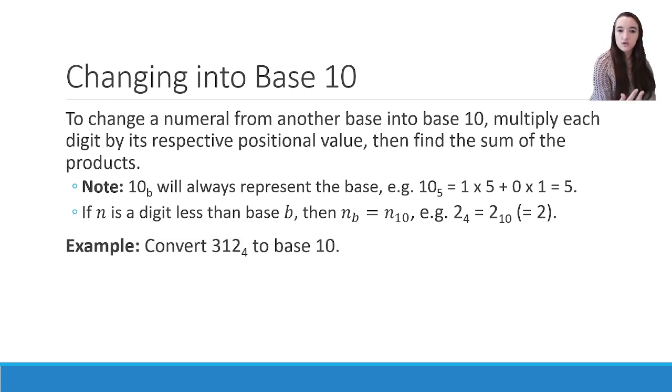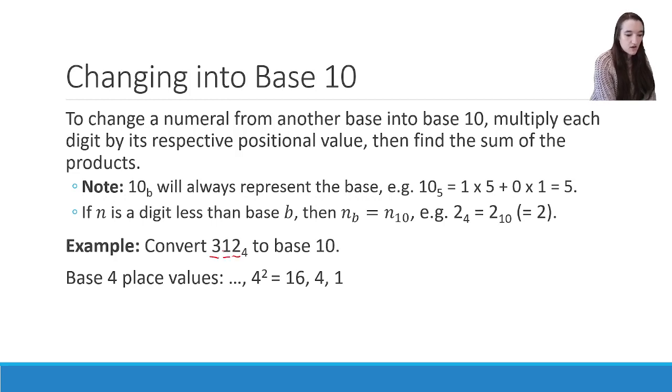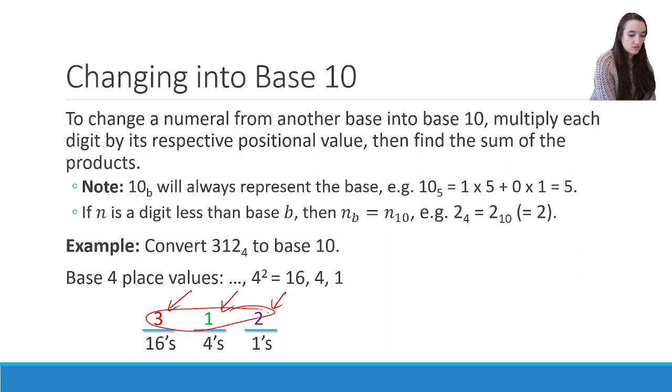So let's convert 312 base 4 into base 10. We start out by writing out the positional values, the base 4 place values. That'll be 1, don't forget the ones, 4, 4 squared is 16, and we actually only need 3 positions because there are 3 numbers here. So we place each number over its place value. 3 is the 16s, 1 is the 4s, 2 is the 1s, right? So we have one numeral in each, and we notice that these 3 numbers are all less than 4. That's something we want to remember, that they should be less than 4.